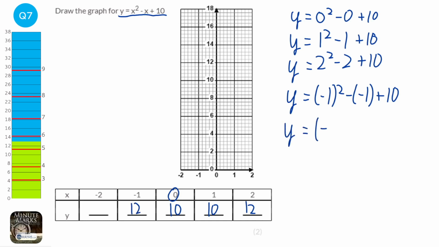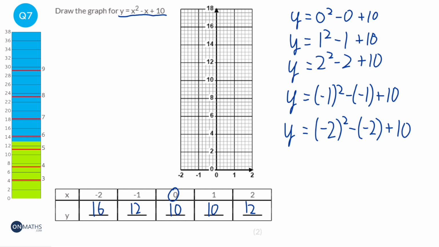And then we'll do the minus 2. So it'd be minus 2 squared minus minus 2 plus 10. So minus 2 squared is 4. The two minuses here make a plus. So it'd be plus 2, which would be 6, plus 10 will be 16.